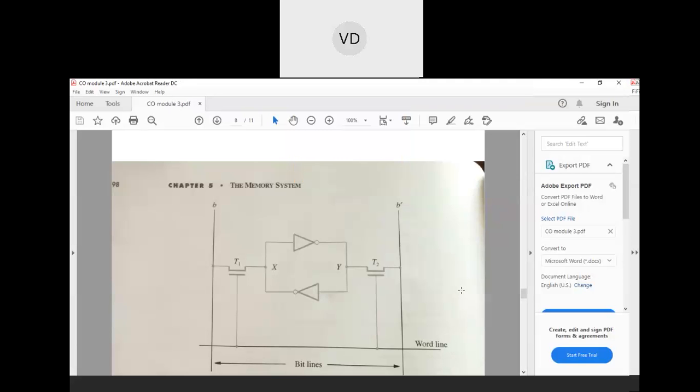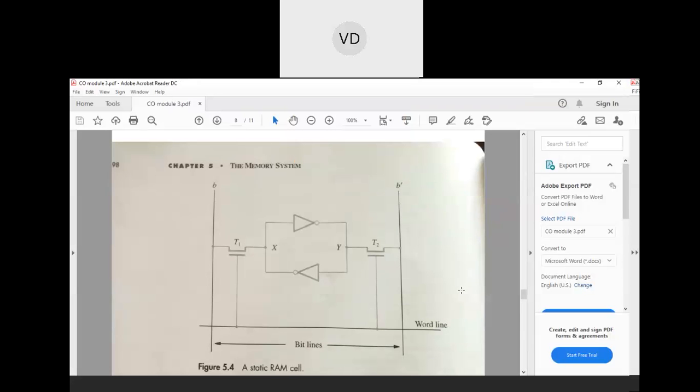Static RAM means whenever there is a power cut-off, what will happen? The RAM will lose its data. That is called a static RAM, is it not? So when the power is taken off, when the power cut takes place, the data stored in the memory will be lost.